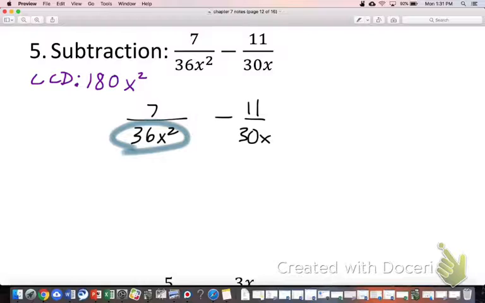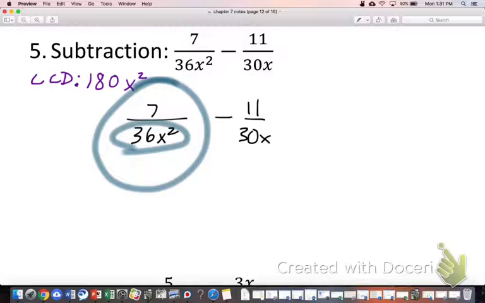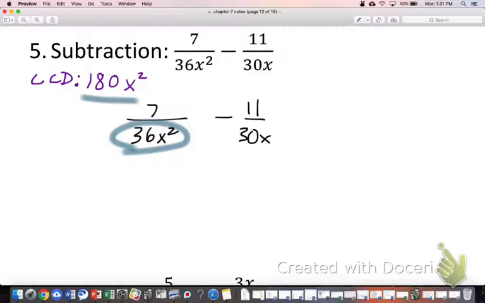Go ahead, Jake. I'm not worried about this one at all right now. I am only concerning myself with this one. I want that denominator to be this 180x squared. So what do I need to multiply by to make that happen? 5. Yep. So if I take this left fraction and I multiply the denominator by 5, whatever I do to the denominator, I've got to do the same thing to the numerator. So I'm going to multiply the numerator also by 5. Again, I'm multiplying by a smart 1. This will get me to my common denominator.